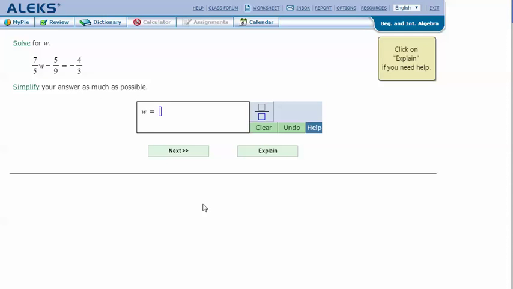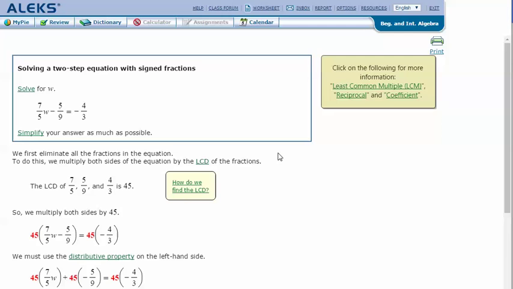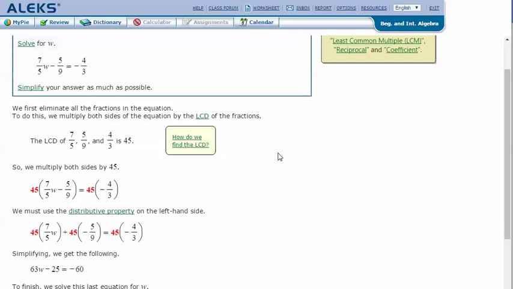Here's an example problem. Solve for W. 7/5 W minus 5/9 equals negative 4/3. Let's click Explain. There are two different ways to solve this problem, but I think this first way is the easier way.